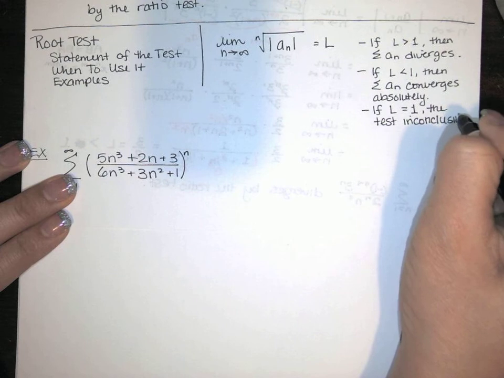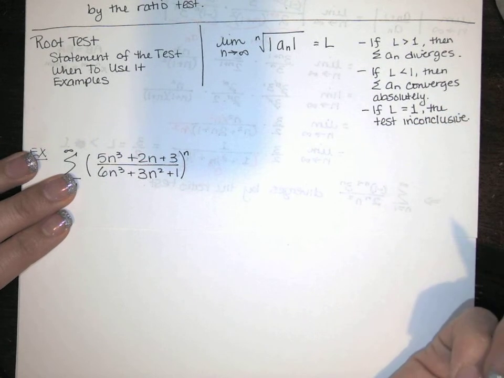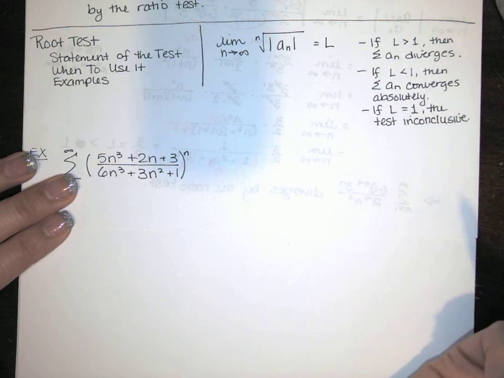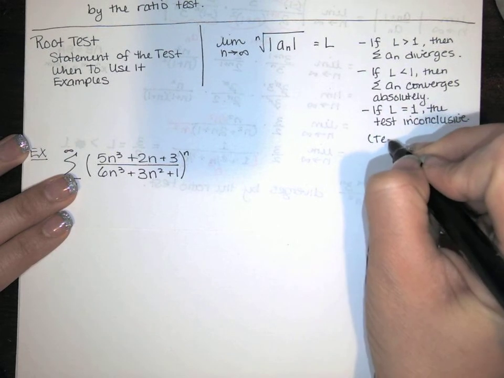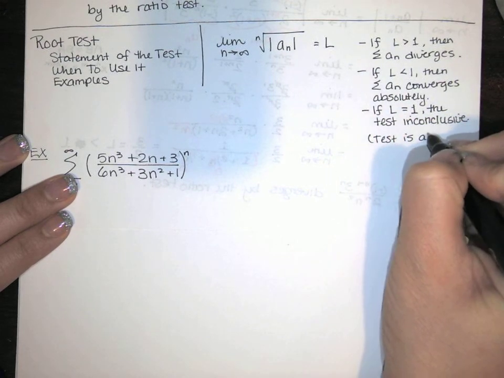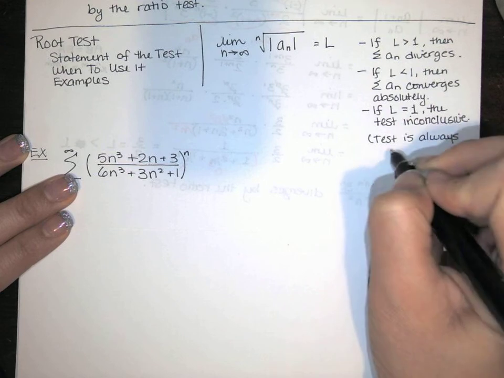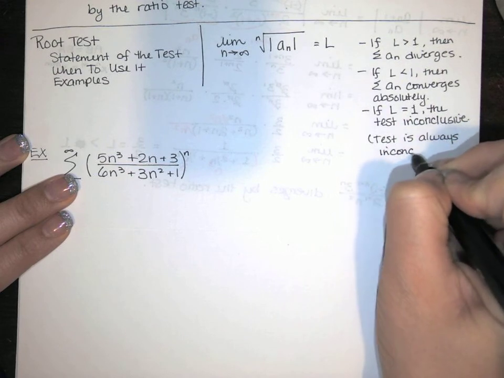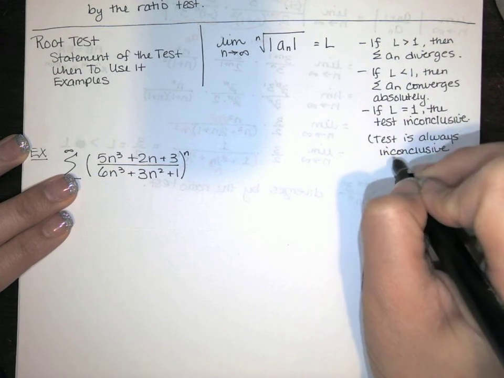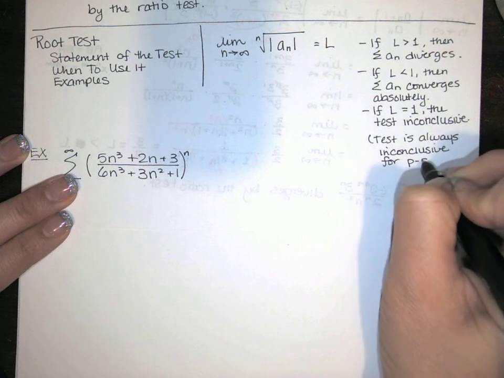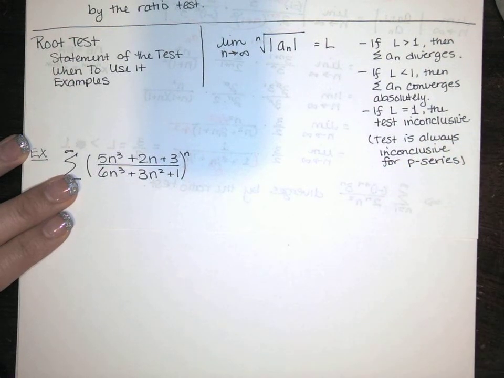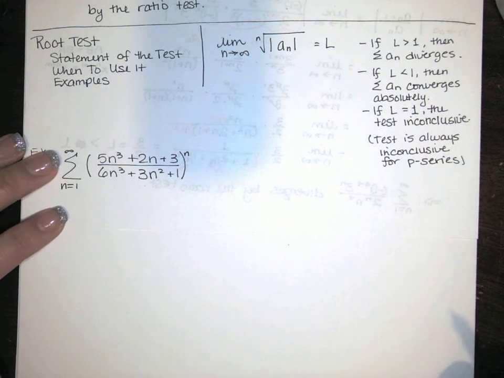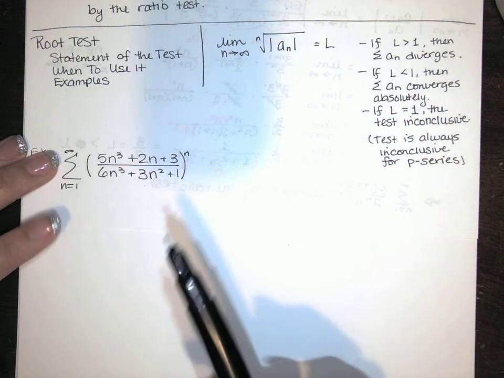And it should be noted that L will always equal 1 for P series. So of course, if you've got a P series, just identify the value of P and use the P series test instead rather than doing this test. You might say, okay, well, when will I ever use this?